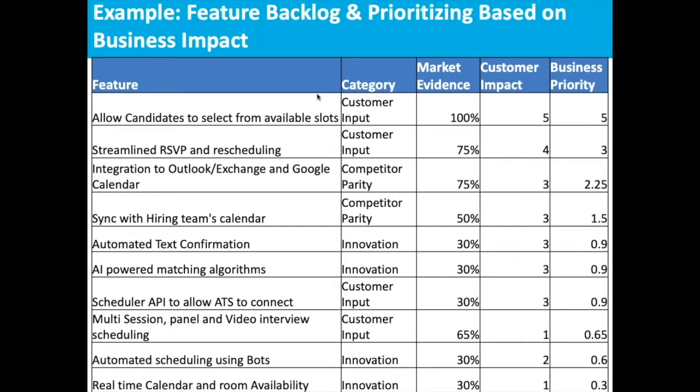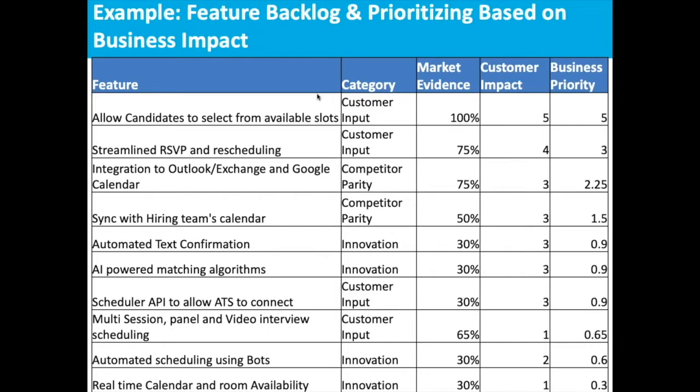For the remaining features, the market evidence varies between 75% to 30%, and the customer impact is either 4, 3, or 2. And once you calculate the business impact score or the business priority score, you order the features in descending order of business priority, and you get the initial prioritized list of your features for your product.